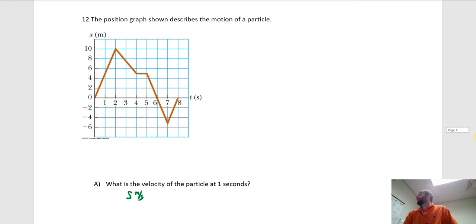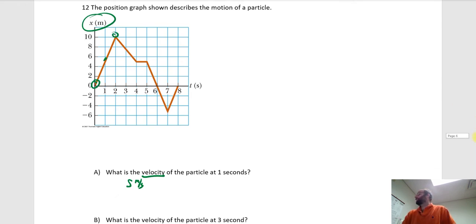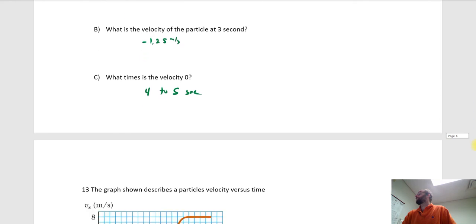12, let's see, what is the velocity at 1 second? So what you have to know about number 12 is, well, how does velocity relate to a position graph? And the answer is slope. At 1 second, we are here on the graph. Now this is a line. Pick any two points on the line you want. You're going to get the same value as slope. I used these two to get the number I got. Go ahead and repeat for B and C.